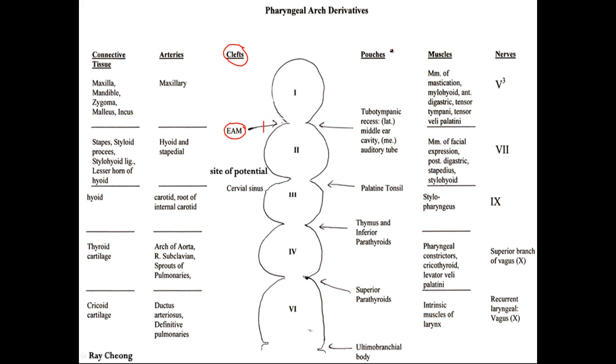Let's look at the pouches on the other side here. What comes out of pouch 1? Remember, that's endodermal. It's mainly the middle ear and the auditory tube. Okay? What comes out of pouch 2? Palatine tonsil. What comes out of pouch 3? This is boards question stuff. You get the thymus, remember, which migrates down to sit upon the heart, a source of T cells, and you get the inferior parathyroids.